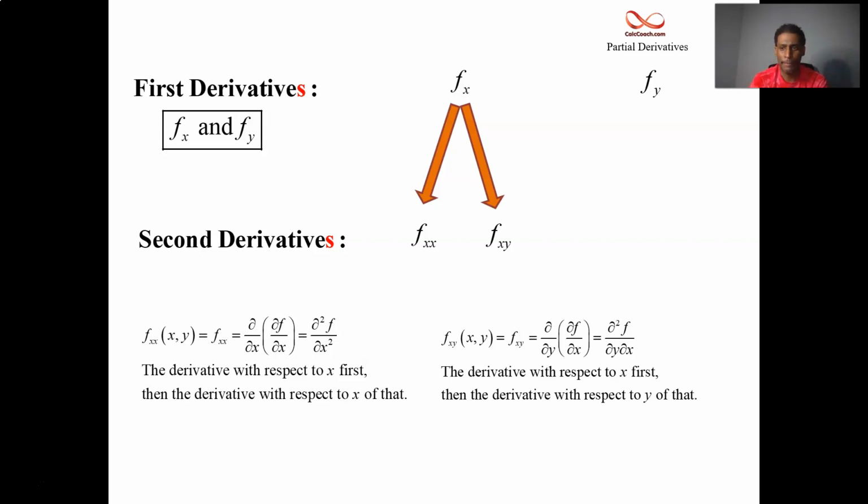And so you could also start with the y partial and take its x partial, or you can do a double y. Take the y partial and take the y partial again.